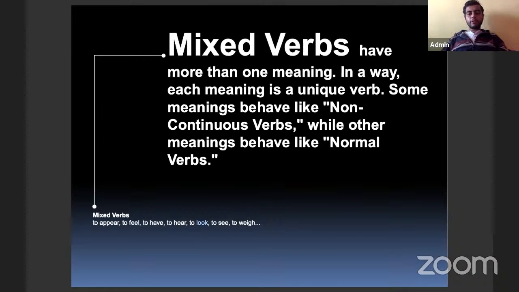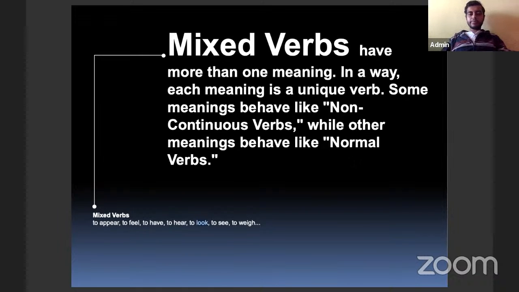So all these verbs have more than one meaning, and they are all unique verbs. Every meaning is unique. Like appearing, his appearance, like he appeared all of a sudden. He appeared here all of a sudden. He appeared to be doing something. Things like these are all unique verbs. They are mixed verbs, like they use the same word as a verb form, but they have different meanings, so they are unique in themselves.